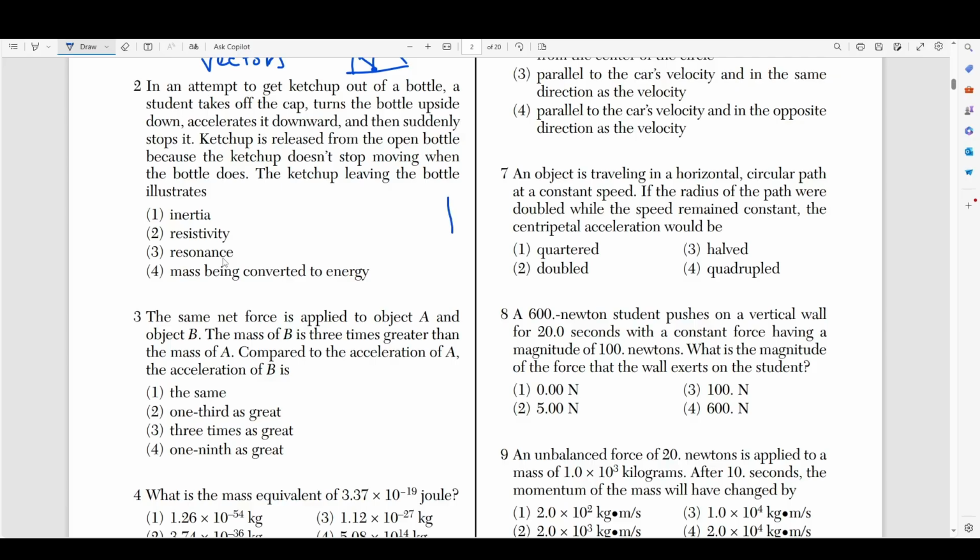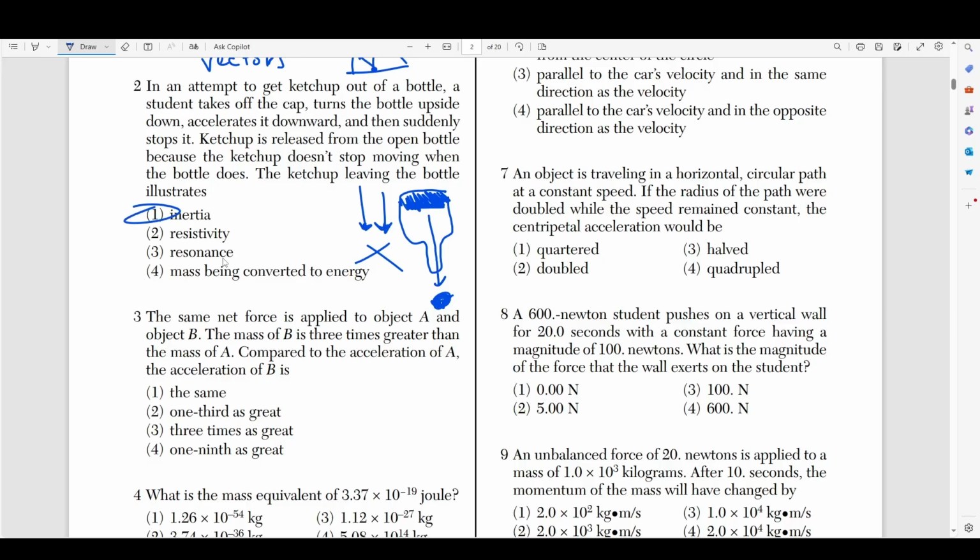Here we have our little ketchup bottle, right? And inside of this bottle, it's obviously filled with ketchup. So what the student does is he grabs this bottle with his hands and he accelerates this bottle downwards, right? He thrusts it downwards. And as he thrusts it downwards, he stops thrusting it, right? So he just shakes it down and stops halfway down. And what ends up happening, right, is the ketchup continues moving downwards and out of the bottle once he stops moving it. So this is going to exhibit the rule of inertia, right?